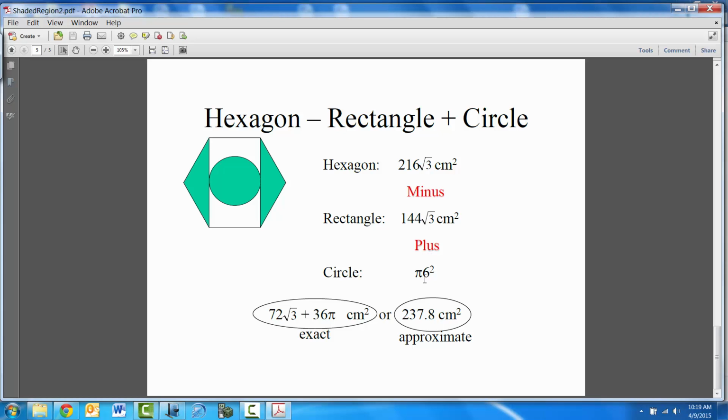All right, now what I did was subtract these because these are like terms, a root 3 and a root 3. So 216 minus 144 is 72 root 3 plus 36 pi. That is the exact answer, right? Not touching the root button and not touching the pi button. Then type this in exactly as it looks if you have a fancy graphing calculator, or even a scientific. Make sure you're able to get the approximate answer by punching all the buttons on the calculator.